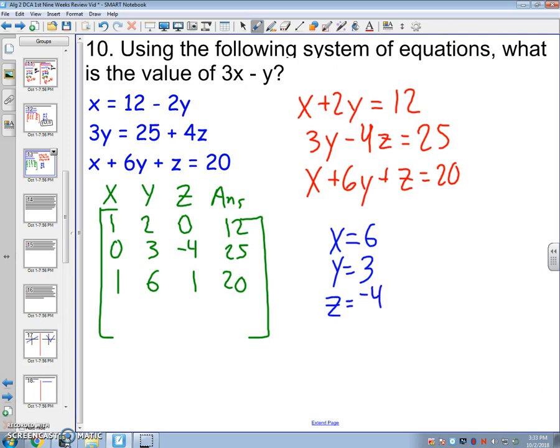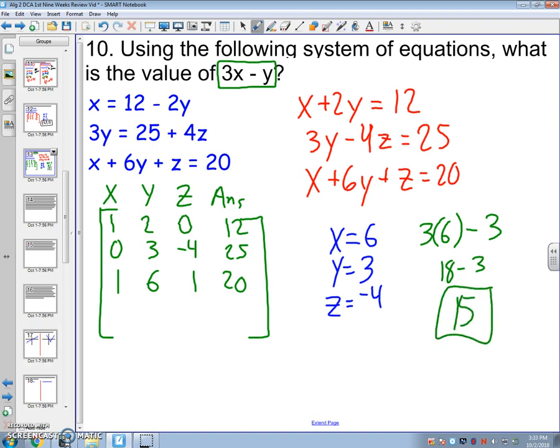Now be careful here. The question was not to find x, y, z. The question says find the value of 3x minus y. So we have to plug that in. So 3 times 6, so that was x, minus y. That's 18 minus 3, that's 15. So be sure to answer the question. This one we had to find x, y, z, and then use it to plug in.